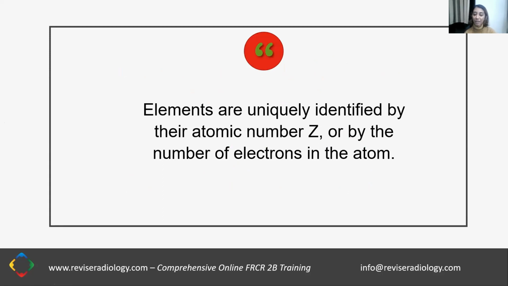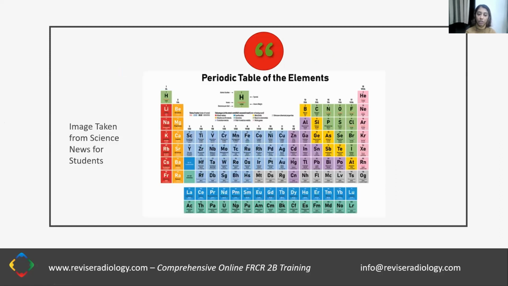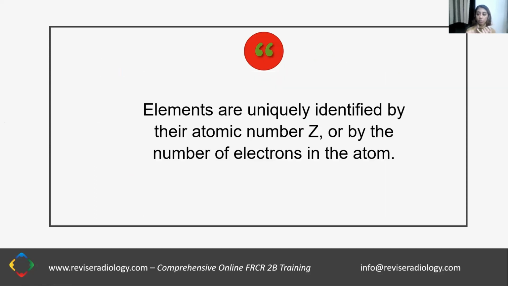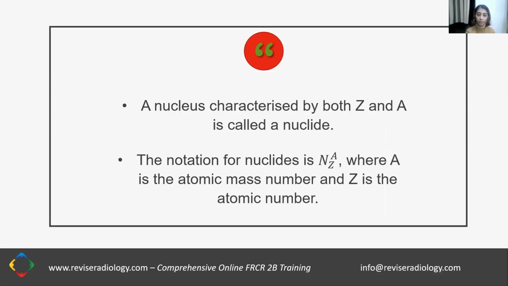So elements are uniquely identified by their atomic number Z or by the number of electrons in the atom. So if you look at the periodic table, you'll see that all these elements are arranged according to their atomic number. That's because the thermal, chemical, optical, physical properties of the elements are heavily dependent on their atomic number Z, as we will also see as we move through the physics curriculum. Many of the elements that you will use in radiology, such as the contrast elements, or even the metals which are used for producing the radiation, their properties are also due to the atomic number Z.